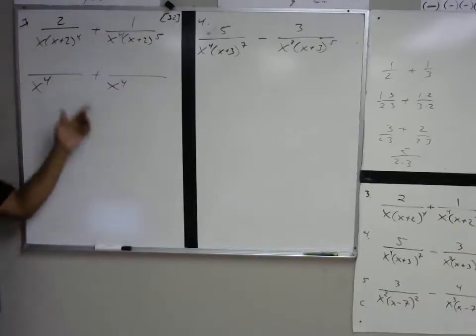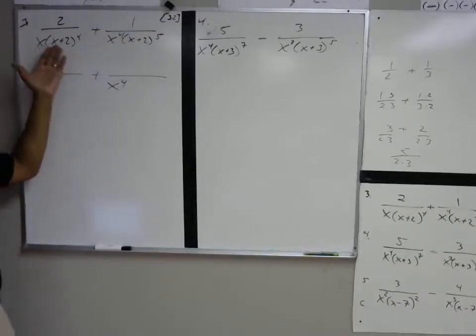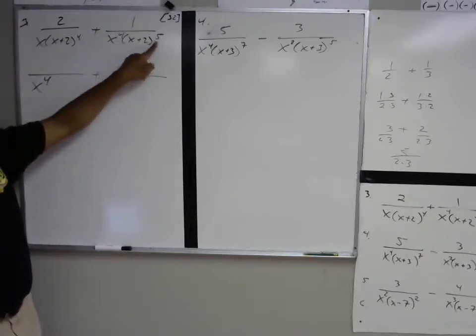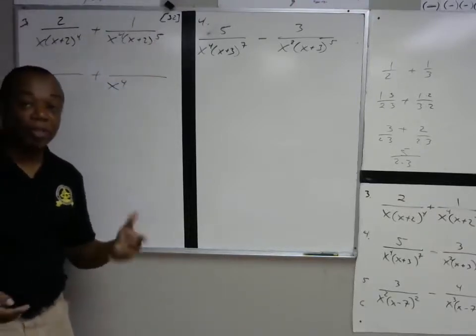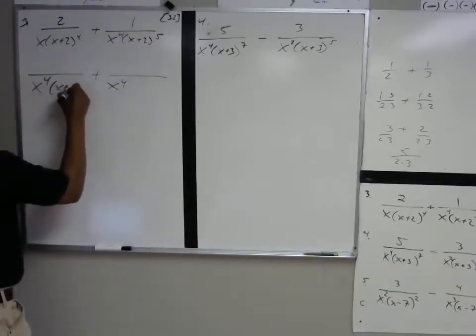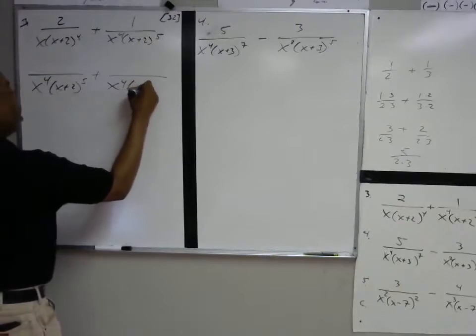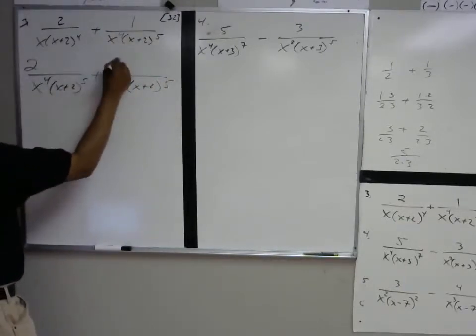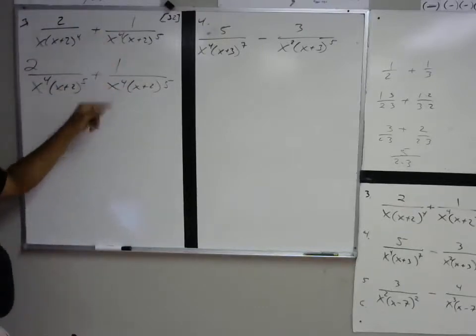Okay. We also have x plus 2s. We have x plus 2 here, we got 4 of them. We have x plus 2 over there, we got 5 of them. The higher number is 5, so we can put 5 on both sides. So x plus 2 to the fifth, x plus 2 to the fifth. And I forgot to put my 2 and my 1 here. So put those up there real quick.